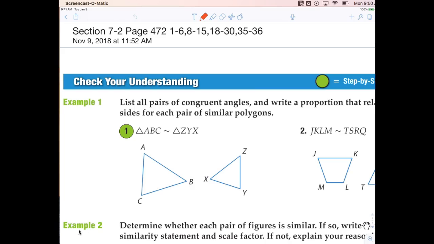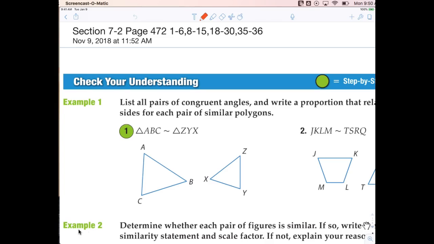Now, the thing that you need to remember, and this has been on the SATs and the ACTs: if you have similar figures, what's true about their angles? They are congruent. That's what you have to remember. What's true about their sides? They are not congruent. We say they are proportional.